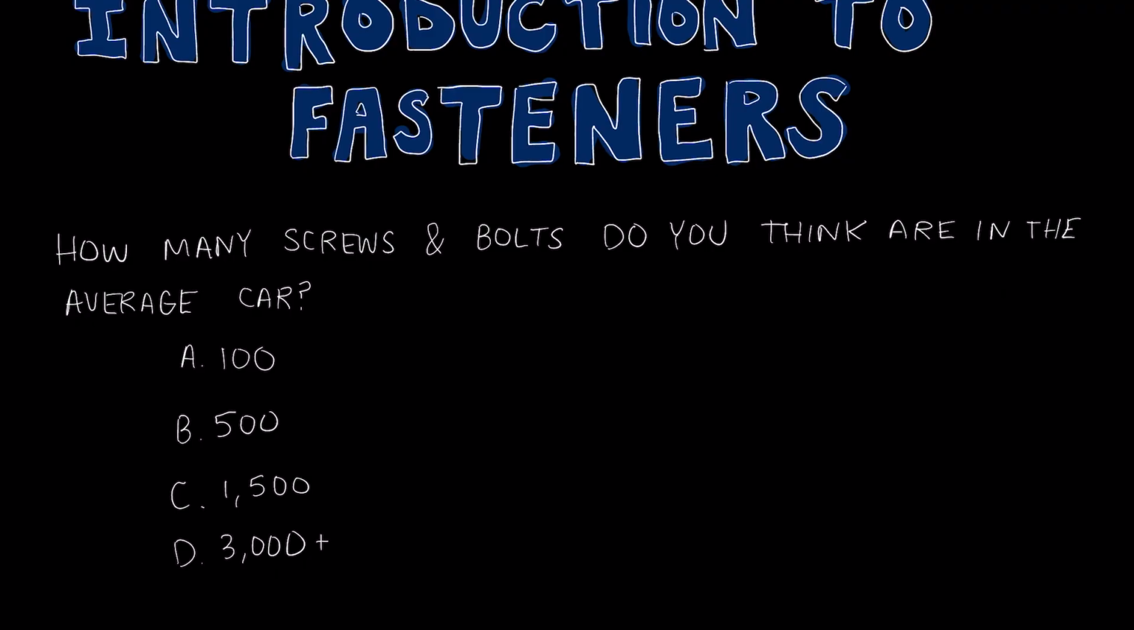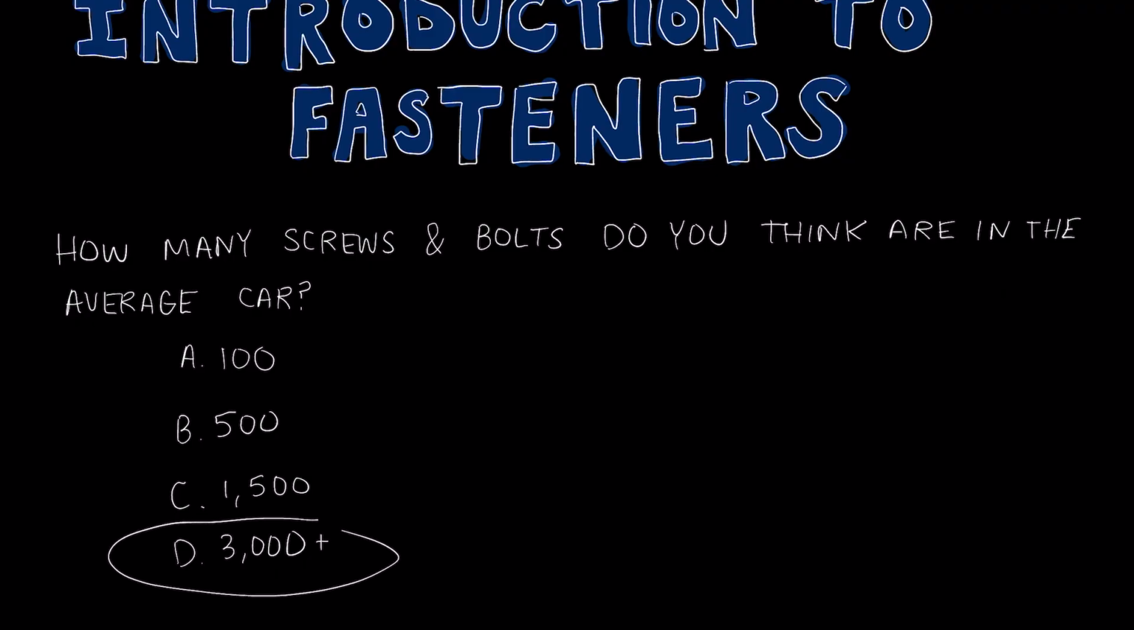And to get us started, I like to ask this question in class: how many screws and bolts do you think are in the average car? Your options are 100, 500, 1500, or over 3,000. So take a second, think about what your answer might be. And if you said over 3,000, you are correct.